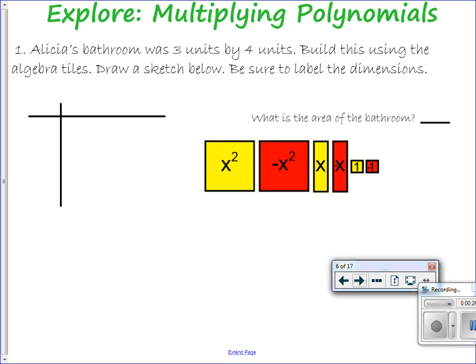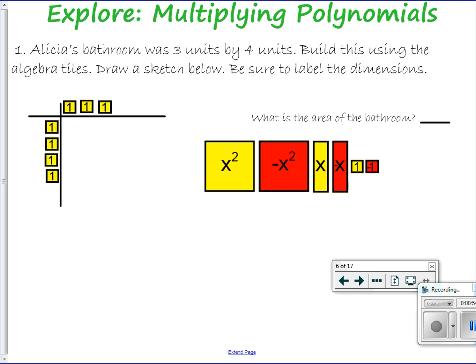What shape do I need to make a 3 by 4? Does it say X? No. So 3 ones by 4 ones. Now, if those are the dimensions of the bathroom, what's the area of the bathroom? 12. You know that because you know 3 times 4 is 12.